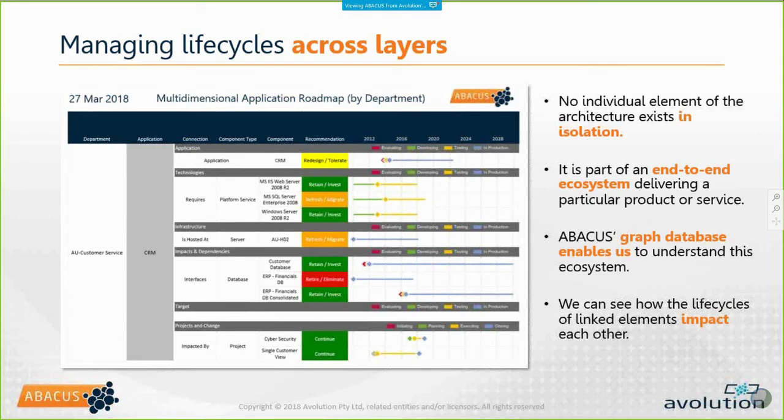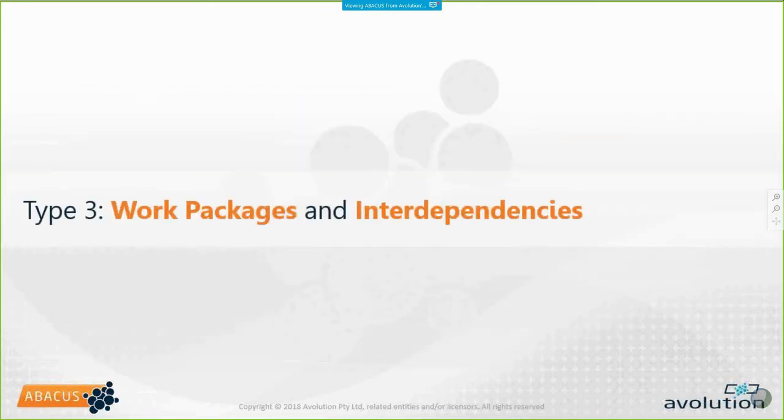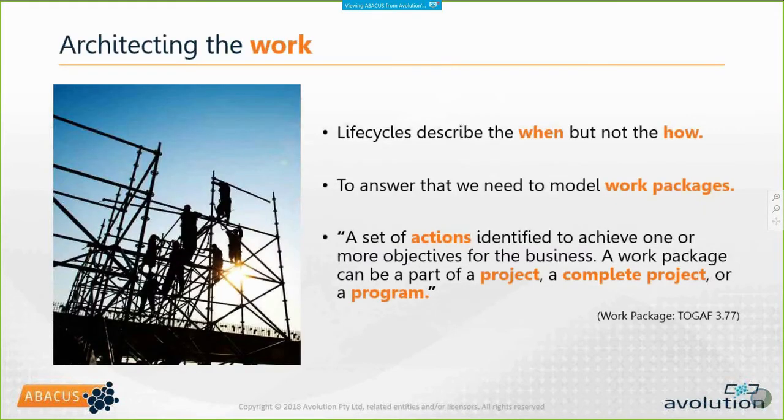For example, if the application is going to be around for the next 20 years, but its database technology is out of support next year, we're going to need to think about replatforming. So life cycles are tremendously useful and tremendously powerful, and they're also a very intuitive way of understanding roadmaps. But what they don't do is actually tell you how we're going to get from A to B. So they say when we're going to do stuff, they don't necessarily tell us how we're going to do this.